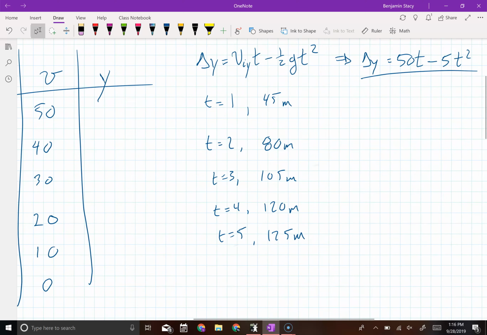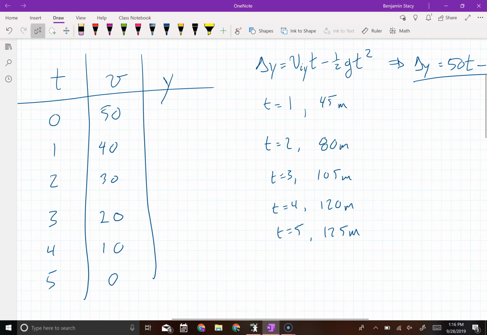Not apparently clear, or obvious, I would say, that our positions are going to be 45, 80, 105, 120. So be careful making a table. Make sure you're actually calculating it properly. We go back to our table.